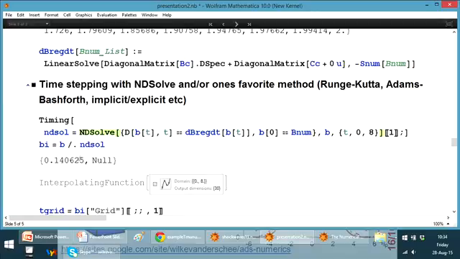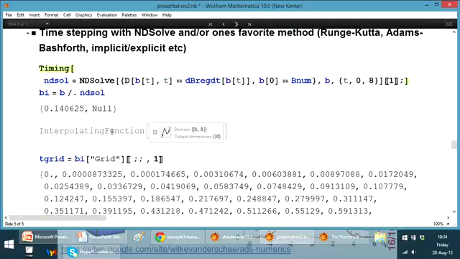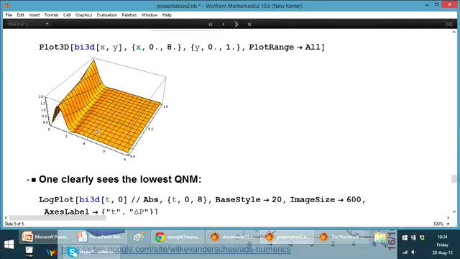But of course, you can also specify what kind of time stepping NDSolve should use, and then you know exactly what you're doing. And you get solutions like this. Okay, let me stop that like that.